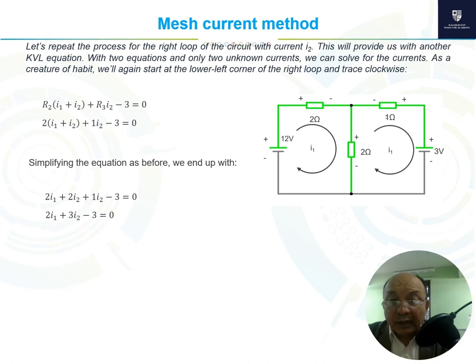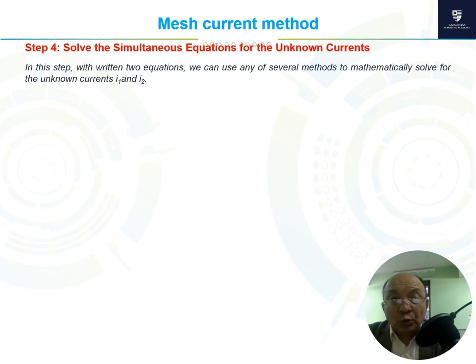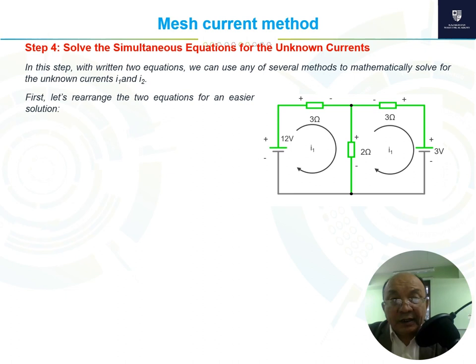For step 4, solve the simultaneous equations for the unknown currents. In this step, with the two equations written, we can use any of several methods to mathematically solve for the unknown currents I1 and I2. First, let's rearrange the two equations for an easier solution. We move the 12 and 3 volts to the other side: 4I1 plus 2I2 equal to 12, and 2I1 plus 3I2 equal to 3.